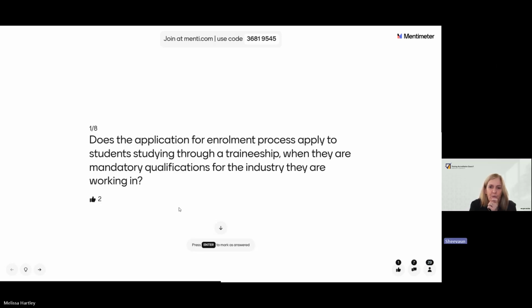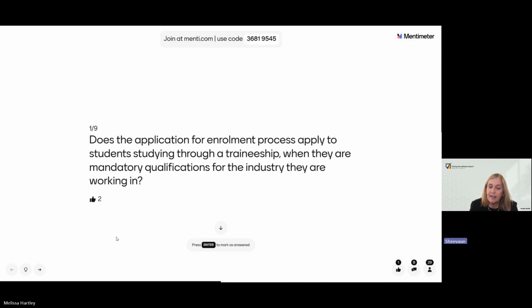Does the application for enrolment process apply to students studying a traineeship when it's their mandatory qualification for the industry? Absolutely. At the end of the day, outcome standards 2.1 and 2.2 apply to all students, regardless of the mode of study, how long the course is, what the training product is, whether it's an AQF level 1 qualification, an advanced diploma, institutional based, one day, whatever. The application and enrolment process needs to apply to everyone.